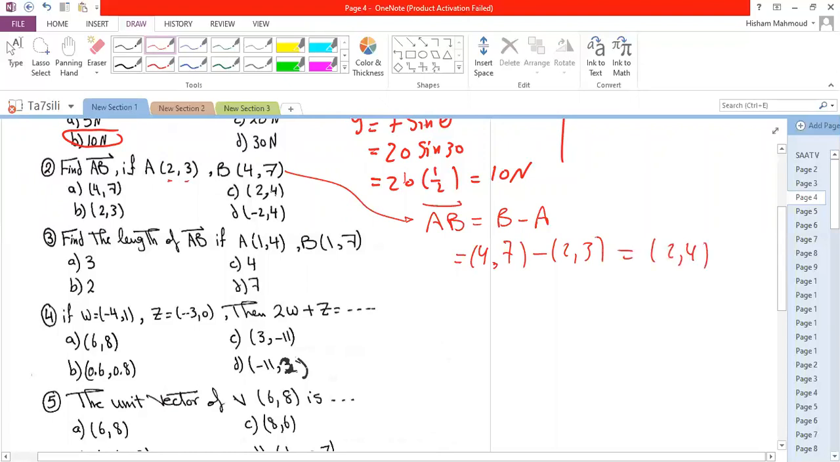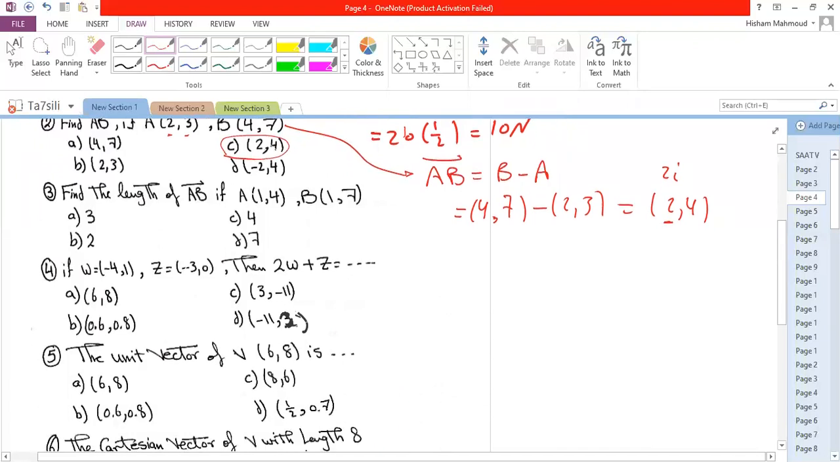Or you can ask yourself, if I started at the point A (2, 3) and I moved to 4, I moved 2 units on the x-axis, which is 2i. And from 3 to 7 is 4, so it's 4j. So the answer here is (2, 4).